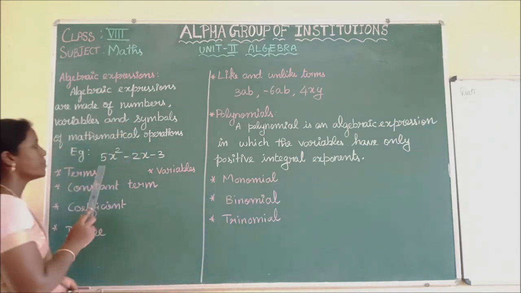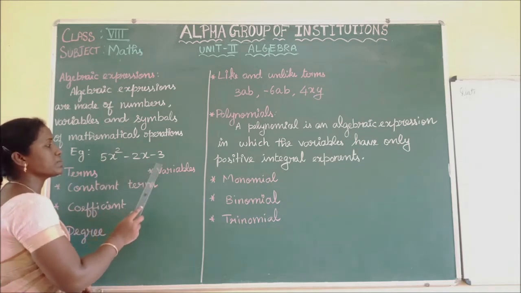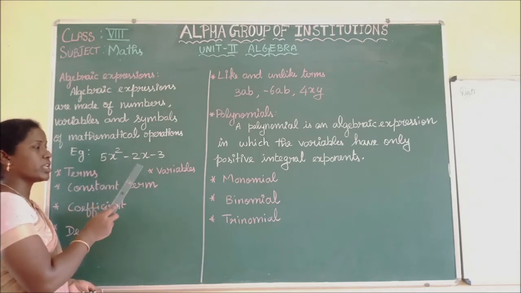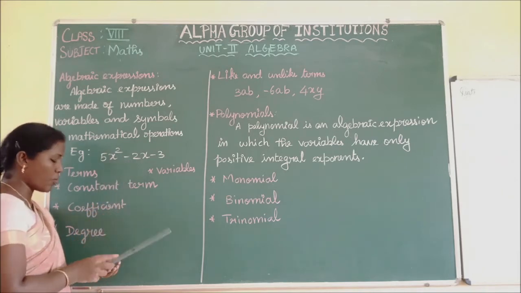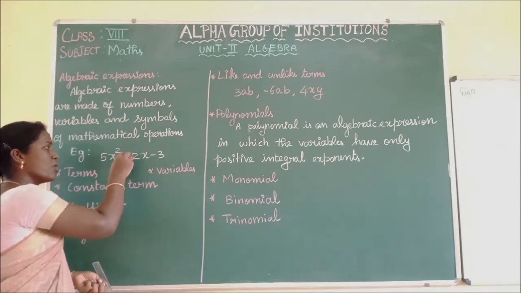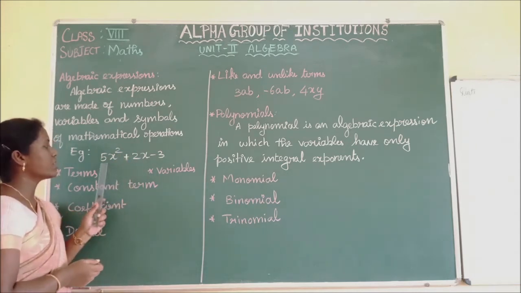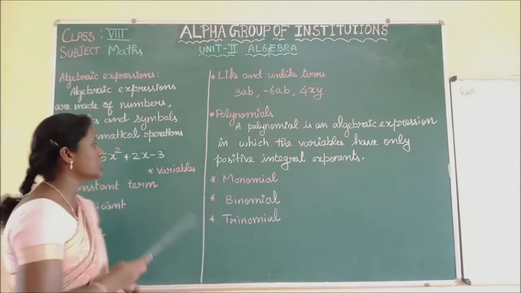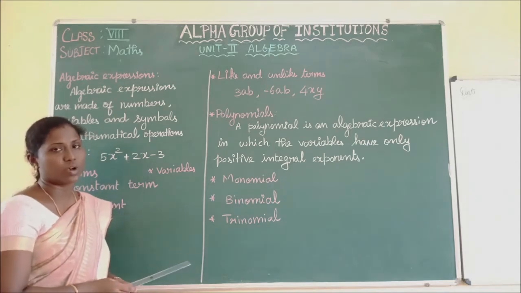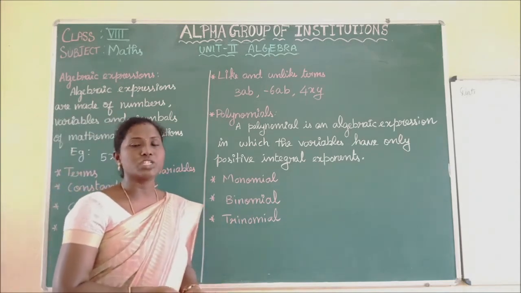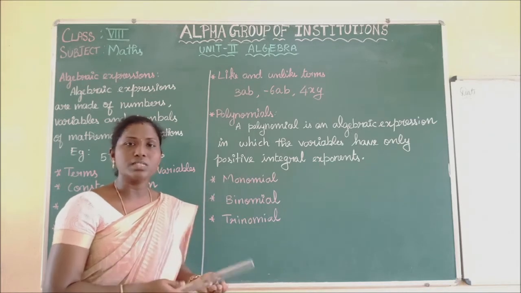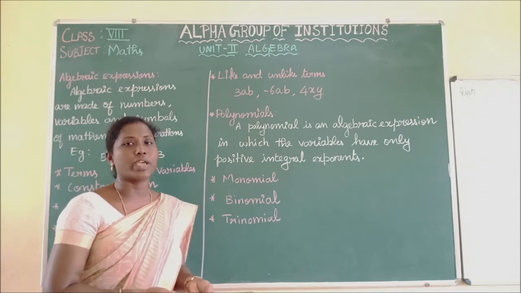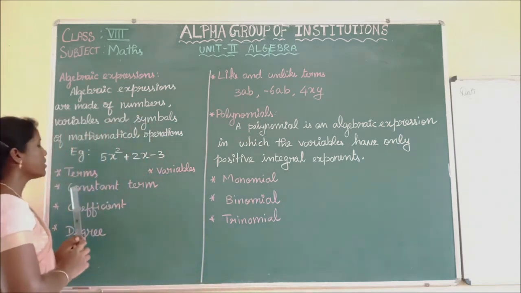Okay, see, for example, 5x square minus 2x minus 3. Here we have the numbers, also we have the variable, and using the mathematical operations, plus and minus, and multiplication, 5 into x square. Such expressions are called algebraic expressions. So the algebraic expression is the combination of arithmetic numbers, variables and mathematical operations. Okay, fine.